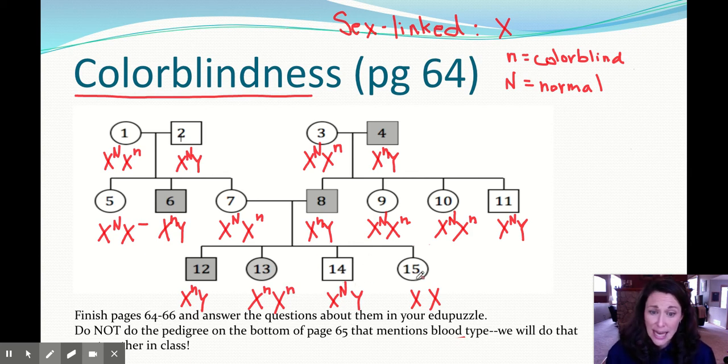Individual 14 is already done, but individual 15 has 2 copies. We know one is an X big N because she's not colorblind. The only parent she could have gotten that X big N from is her mom because dad is colorblind. We know daughters always get one X from their mom and one X from their dad. So she is also going to be X big N, X little n.